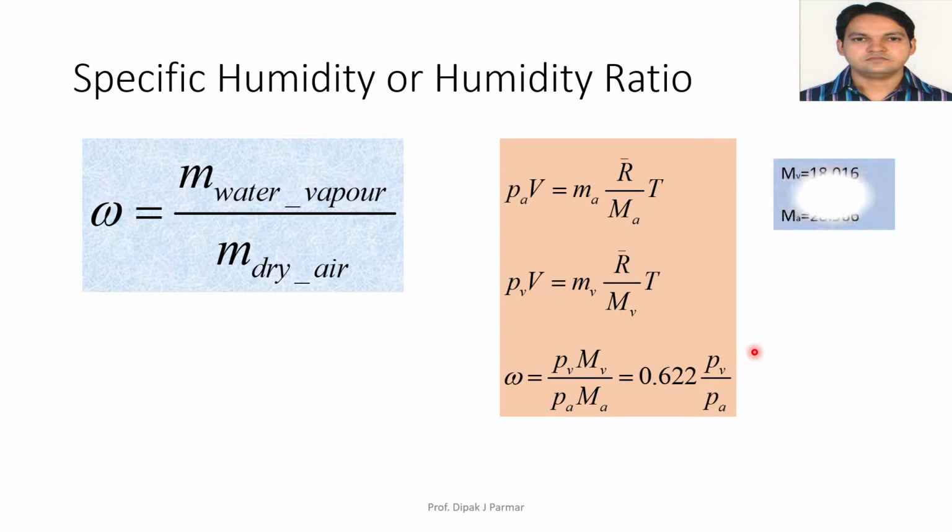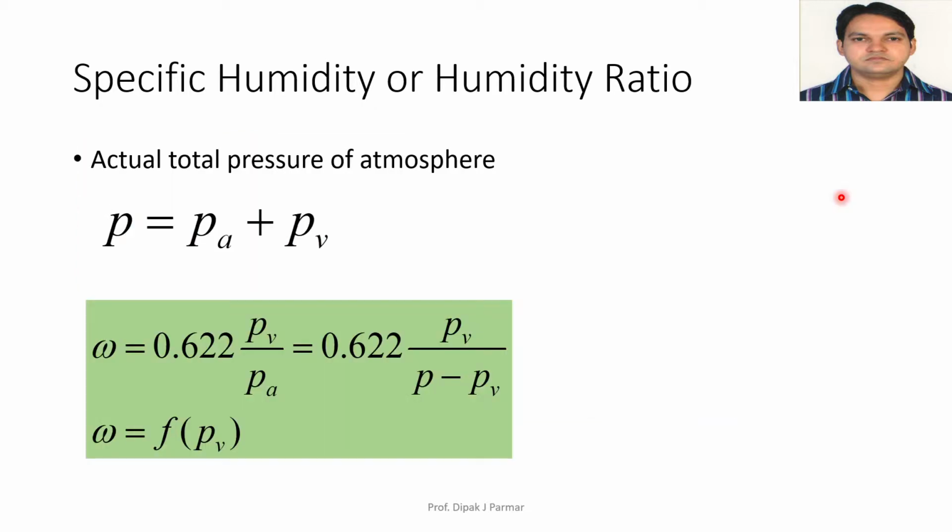Here we take the molecular mass of water vapor equal to 18.016 and of air equal to 28.966. As we know, the actual atmospheric pressure P is the summation of the partial pressure of air plus the partial pressure of water vapor. The same equation we can now represent in terms of the partial pressure of water vapor. PA will be equal to P minus PV. So we can say that the specific humidity omega is a function of the partial pressure of water vapor.